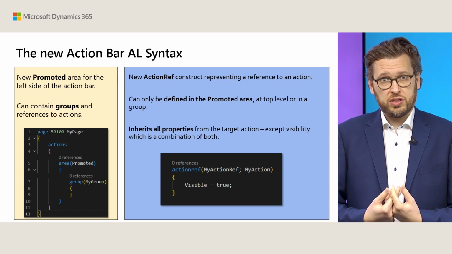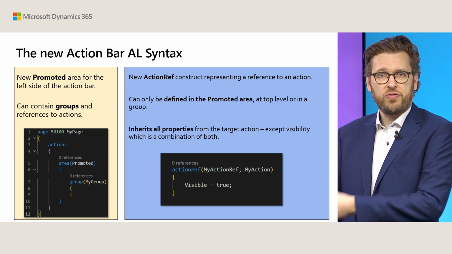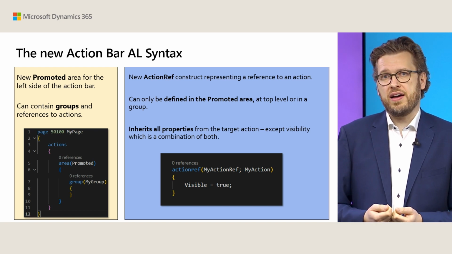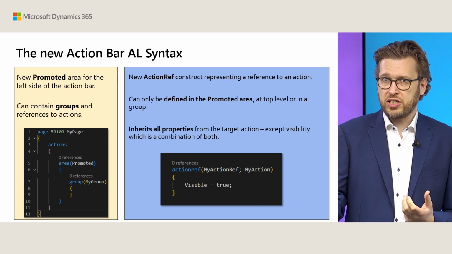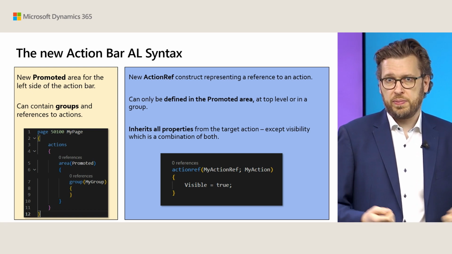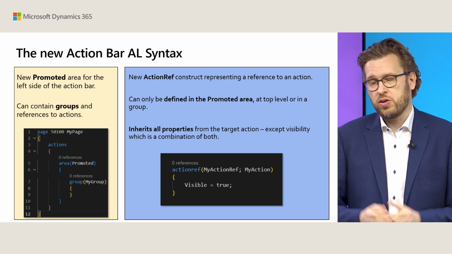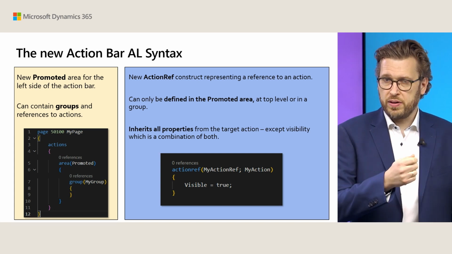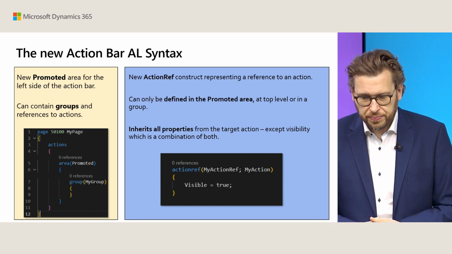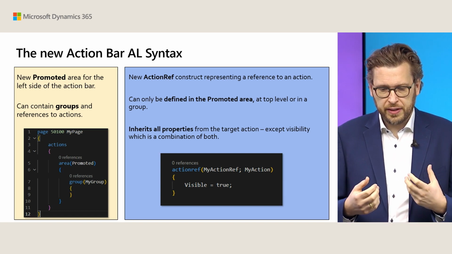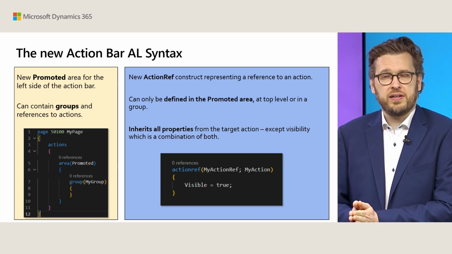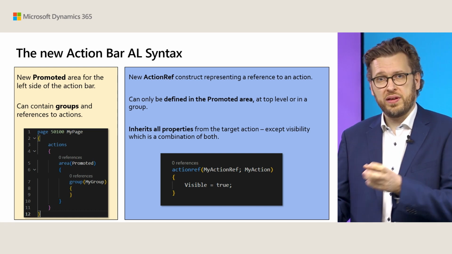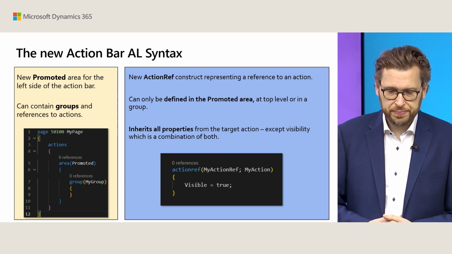Then we have another new concept, which is an indirection or a reference to an action, and we call this action ref. And that is a way to point to an action and include it in multiple other places, in multiple other groups for that matter. Normally you would only do it from one place, and that would be the promoted way of representing that action. And the action refs can only be defined in the promoted area. They can either be directly in the promoted area or within one of the groups in the promoted area.